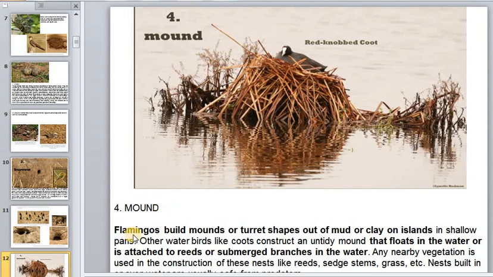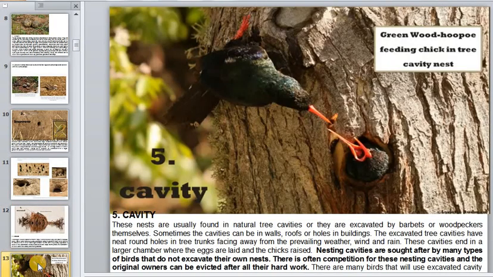And here we see one more kind of nest, the mound. Flamingos build mounds or torus shapes out of mud or clay on islands, in shallow pans, and other water birds like coots construct a mound that floats in the water or is attached to reeds or submerged branches in the water. And here we see this kind of nest.